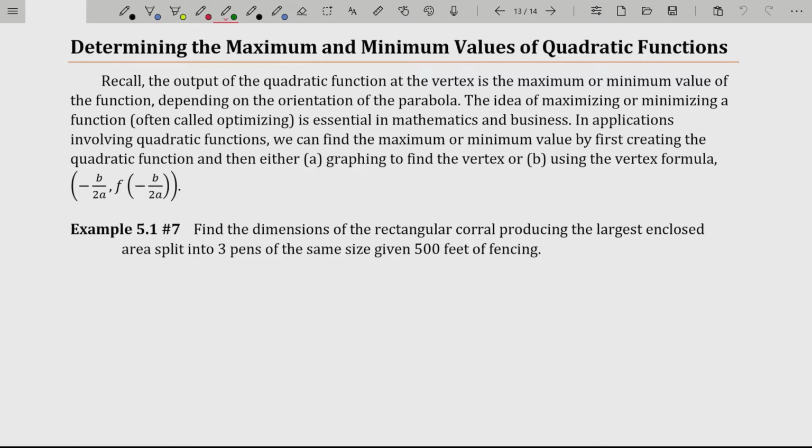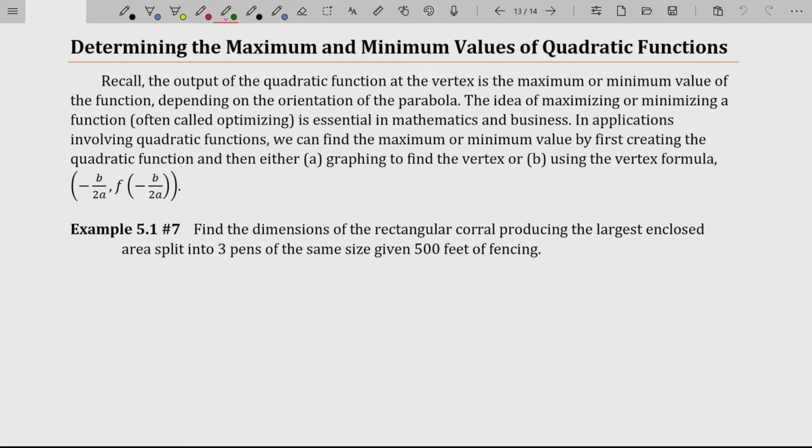Even though it's titled Determining the Maximum and Minimum Values of Quadratic Functions, I am approaching this from an application perspective. So let's recall the output of a quadratic function at the vertex is either a maximum or a minimum value for the function, depending on the orientation of the parabola. The idea of maximizing or minimizing a function is often called optimizing, and it's essential in mathematics and business applications.